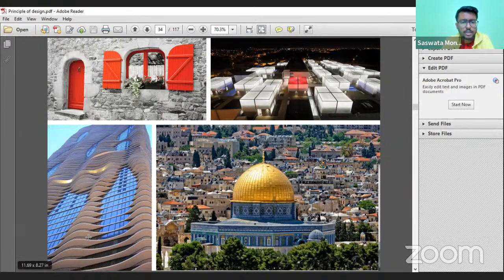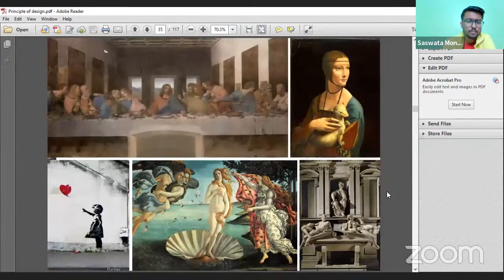So this is what is drawing your attention, the balconies. This is the point of attraction over here, the point which is drawing your attention. This is all about emphasis. Over here, this top dome strip structure, the golden structure, is drawing the attention. That is being emphasized.